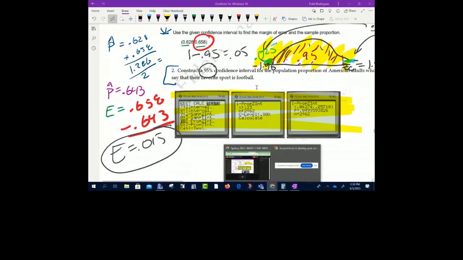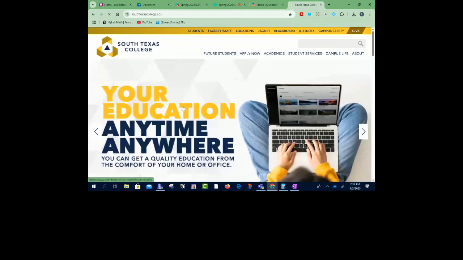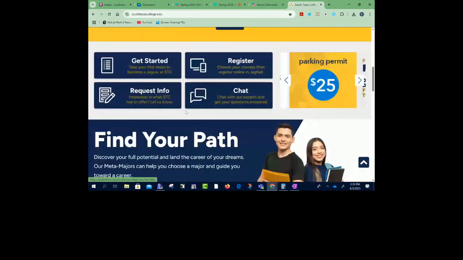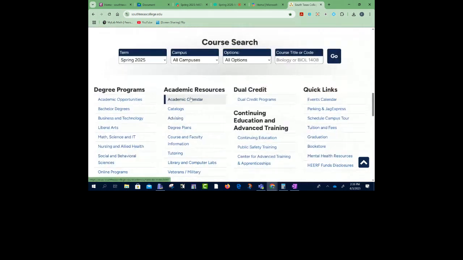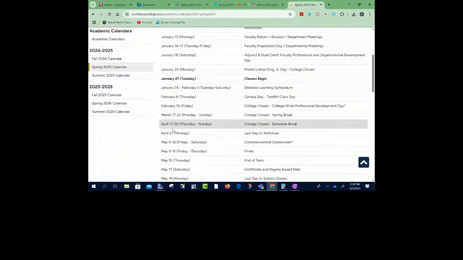Check it out, y'all. Look, I'm going to show you guys in case you don't believe me. Look, boom. Let's go to SGC. It's what they call the semester break. So look, y'all, if I go to my academic calendar for 2025, April 17th through the 20th, the college is closed for a semester break. You get a few more days off.